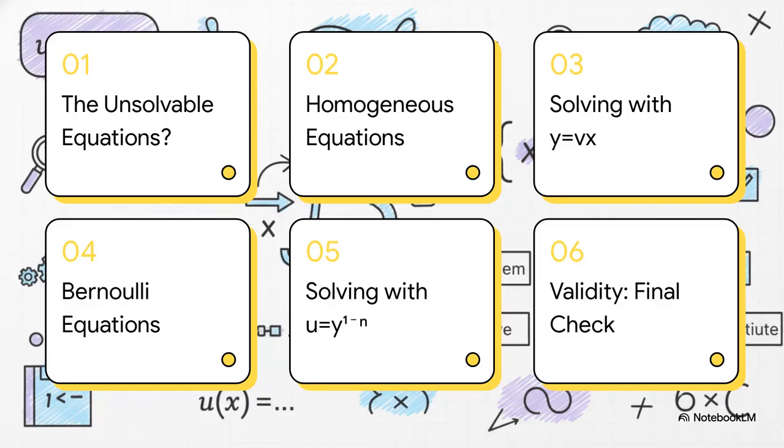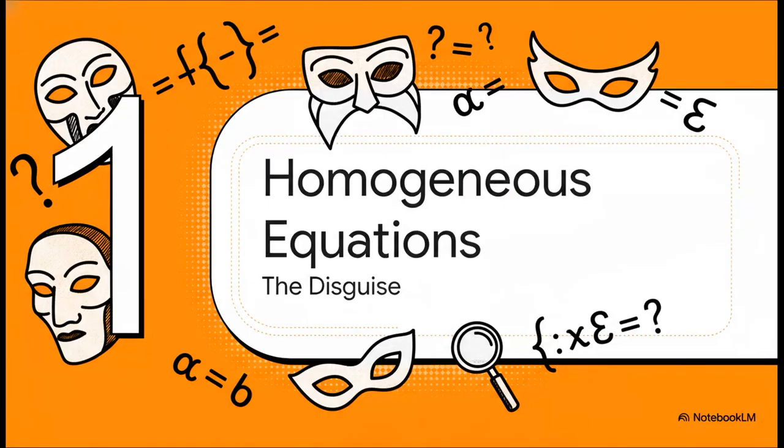So here's our game plan. We'll start by learning how to spot two of the most common disguises, homogeneous equations and Bernoulli equations. Then we'll get our hands on the special key that unlocks each one. And we'll wrap it all up with the final check that every good detective does to make sure our solution is legit. Okay, first up, homogeneous equations.